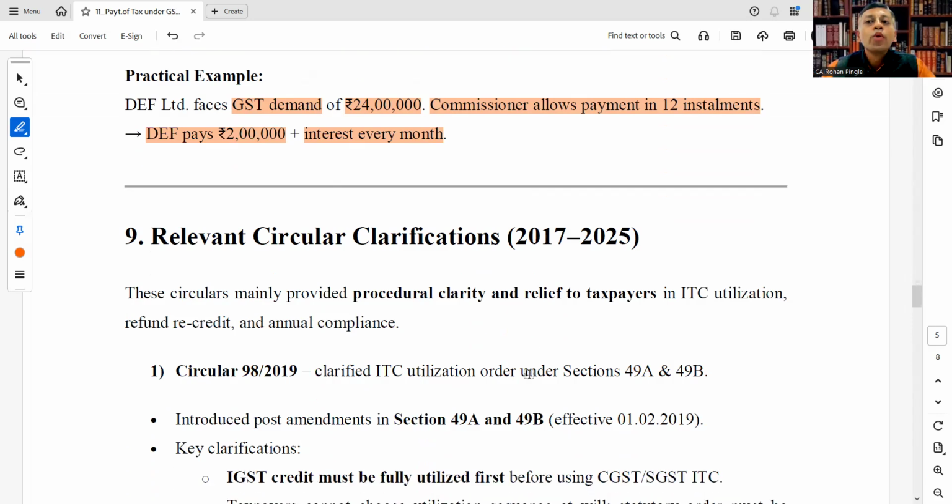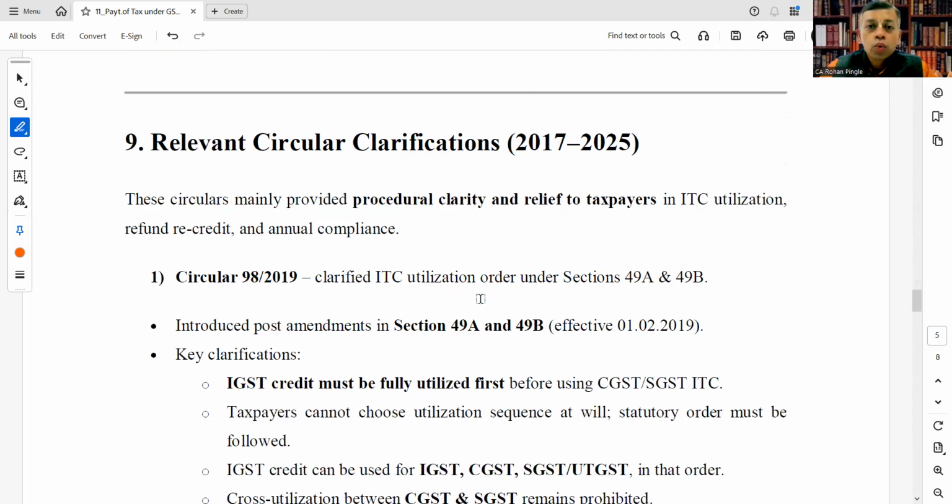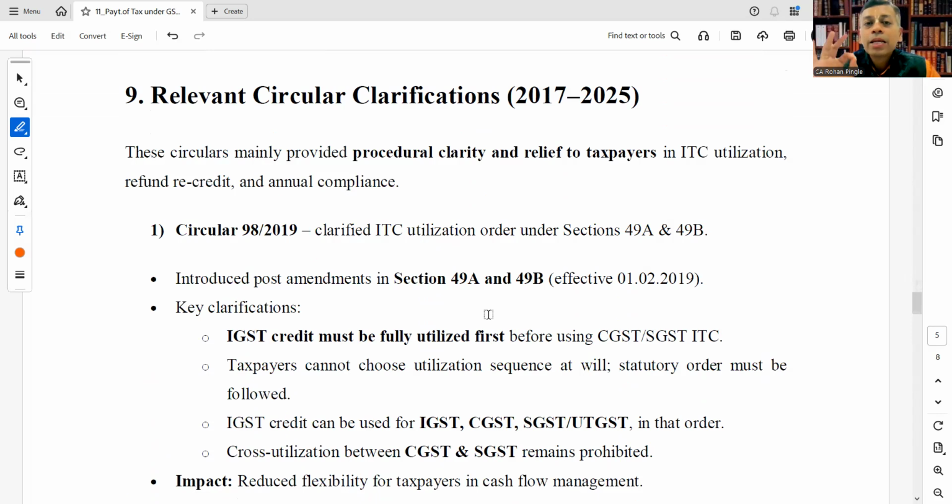So now we are moving to circular clarifications. We will discuss 3 relevant circulars related to payment of tax. These were issued between 2017 and 2025. These circulars mainly provided procedural clarity and relief to taxpayers in ITC utilization, refund, recredit, and annual compliance.